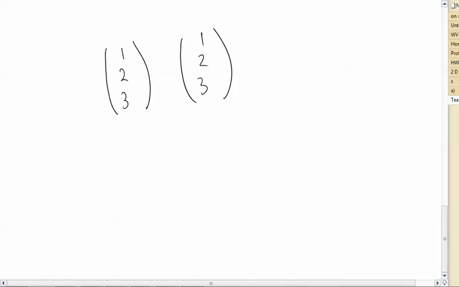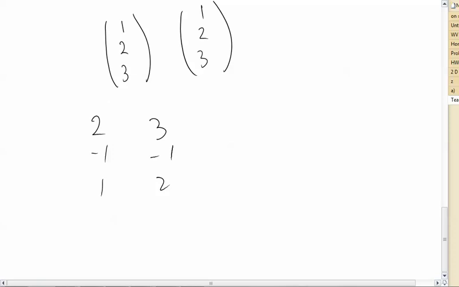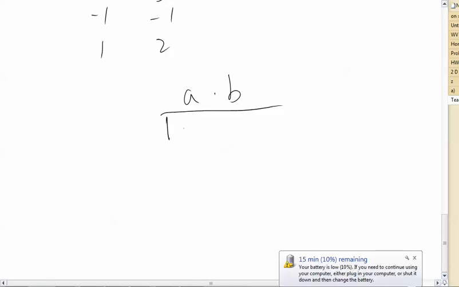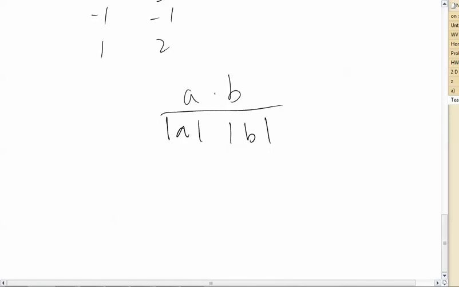And when you take the direction vectors, you find that they are 2, negative 1, 1 and 3, minus 1, 2. So then to find the angle, you just plug it in, you do a dot b, so you find the dot product, and then you take the modulus of a and b.